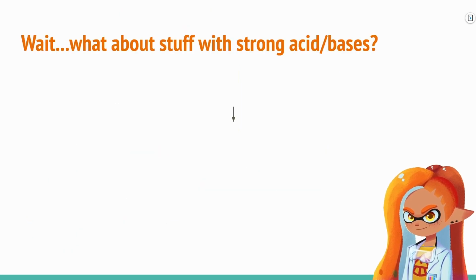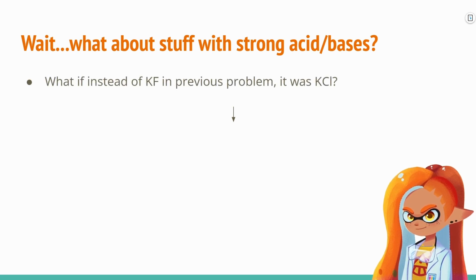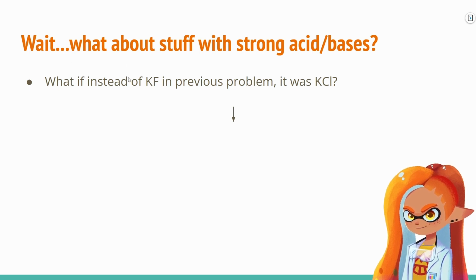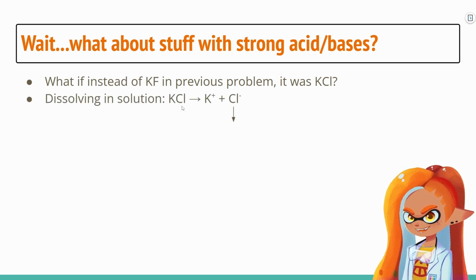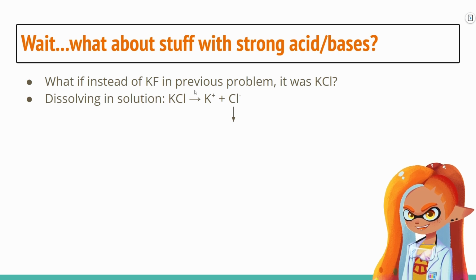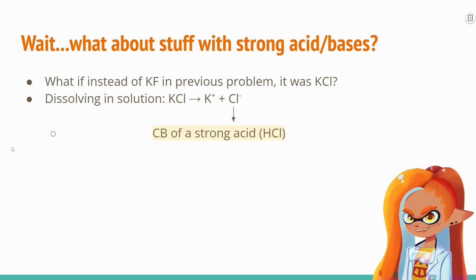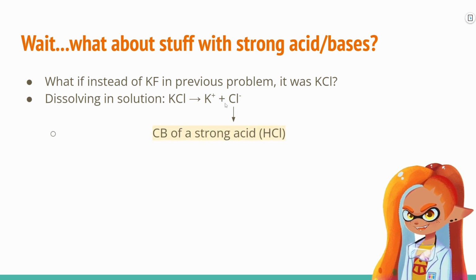But wait. What if you have a strong acid and a strong base, right? So let's say it was KCl. Okay, so KF was the problem I just went over, but what if it was potassium chloride instead? So let's say we're dissolving it, right? So we have the KCl, we're dissolving it, K plus, and then Cl minus. Great. Now, this is technically a conjugate base of a strong acid. Remember the strong acid list you had to memorize? So hydrochloric acid is one of those strong acids.